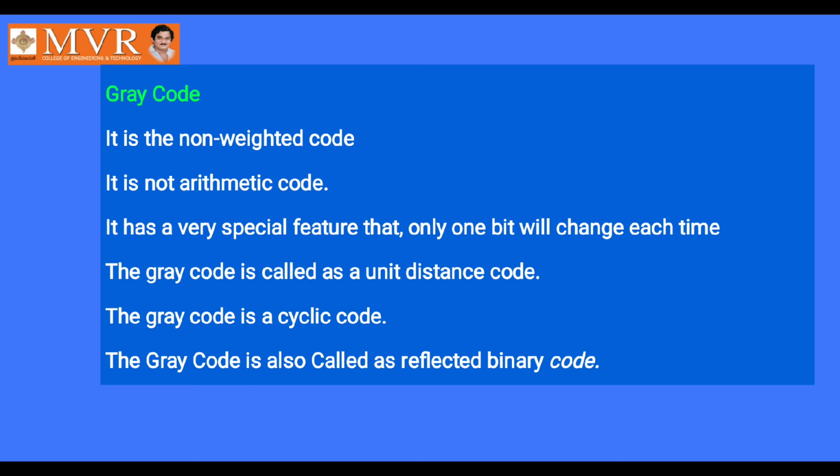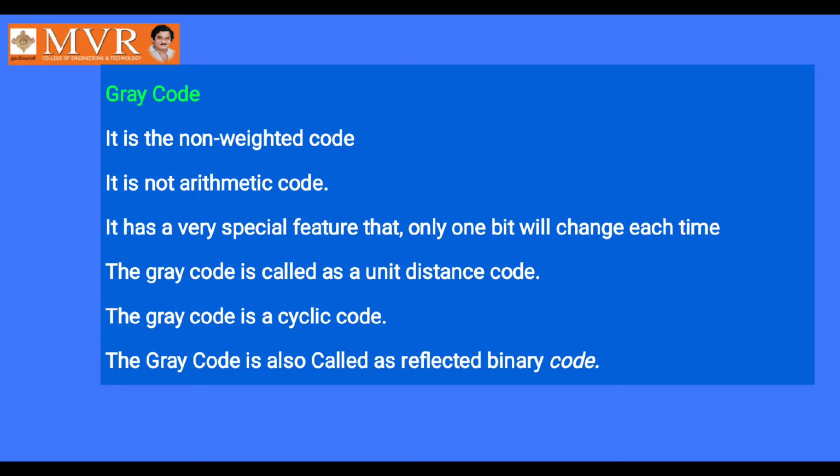And next code is gray code. As I told you, it is also one of the non-weighted codes, just like your XS3 code. What do you mean by weighted and non-weighted? XS3 and gray codes are called non-weighted, but 8421 and 2421 are weighted codes.